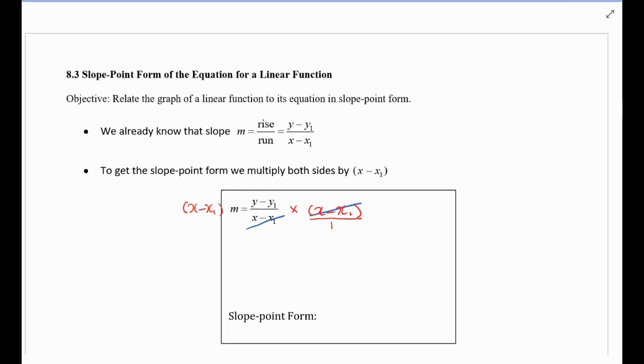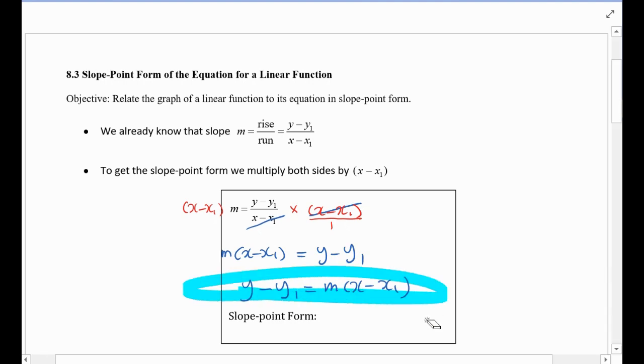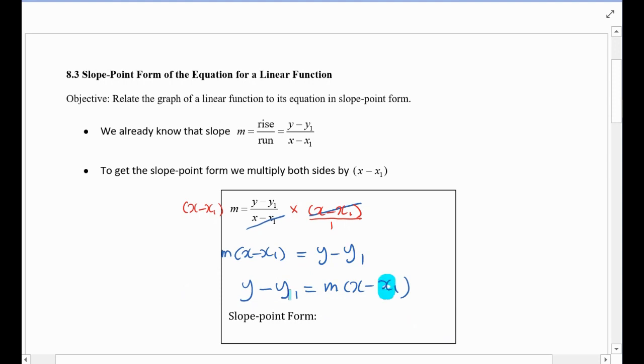Then what we have is x minus x1 times m. So I'm just going to put m in front of x minus x1, equals y minus y1. Okay? And we're going to rearrange it: y minus y1 equals m times x minus x1. So we put y minus y1 on the left-hand side. Then this is the slope-point form. This is telling you the point (x1, y1) and the slope.